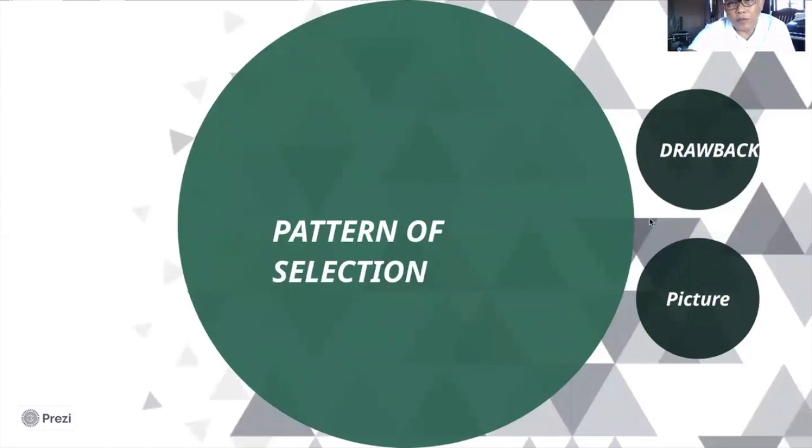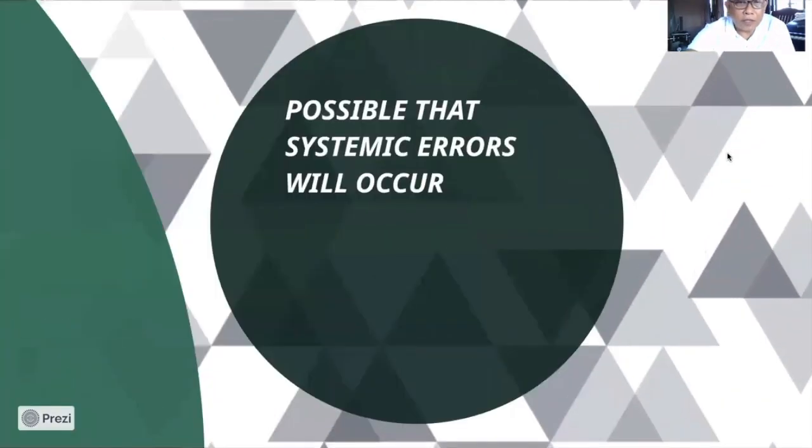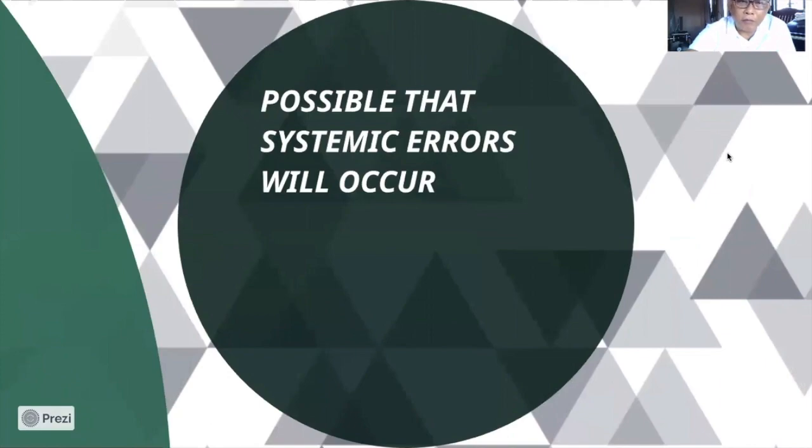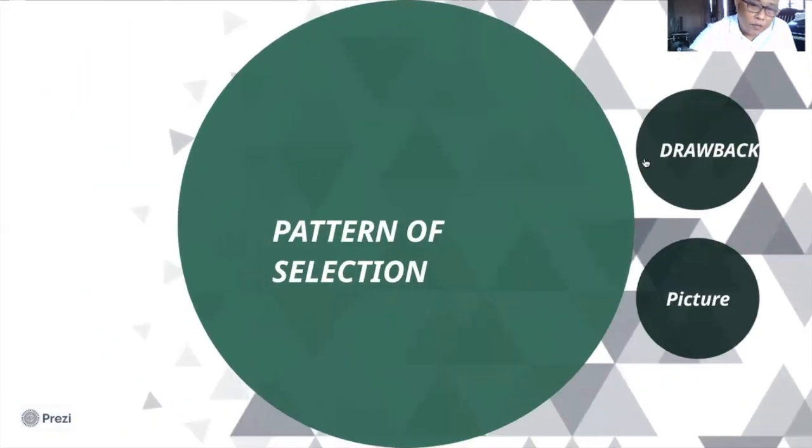And of course, one of the drawbacks of systematic sampling is that it's possible that there will be systemic errors in your study because your system might be defective and would be able only to select certain groups and not everybody in your population of interest. So if you do that, then of course you will have problems with your sample.